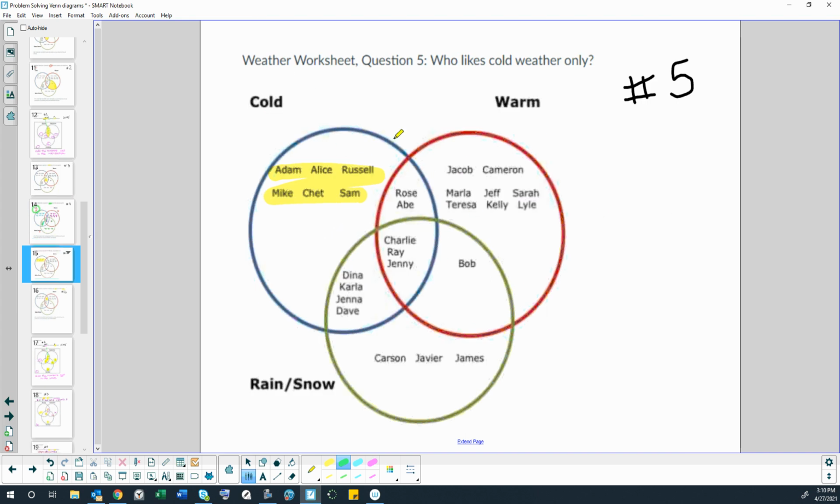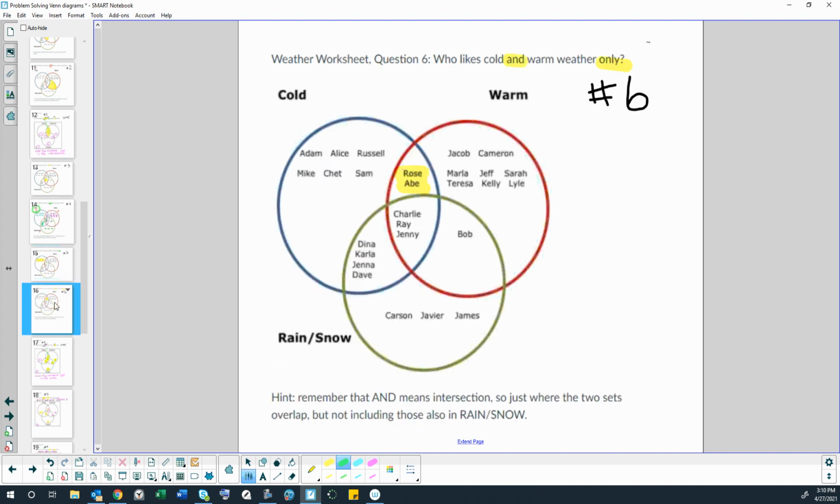So even though the blue circle represents everyone that likes cold weather, the word only tells us to look at just those who like cold weather and don't like any other kinds of weather. Hopefully these people live somewhere like Alaska, right?